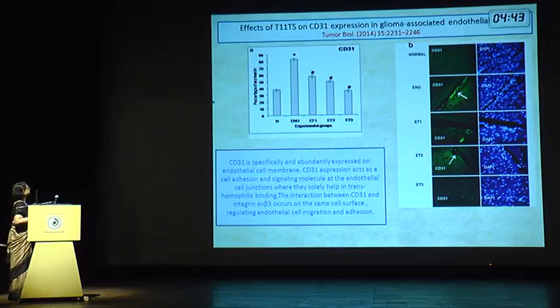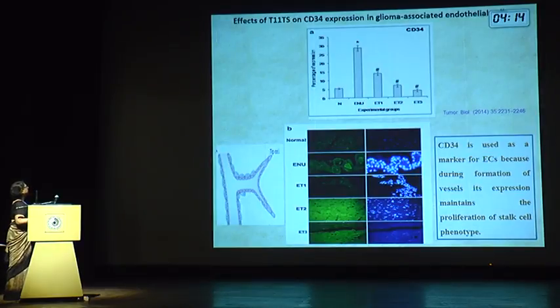CD31 is a marker for the endothelial cells, and it is an adhesive molecule between the endothelial cells and binds in the homophilic manner. And as you can see here also, the cell adhesion is very high in the AO2, but the cell adhesions are disrupted, which makes it active. And CD34 binds to the T cells, epidermal T cells of the progressive endothelial vessel. And this is also a marker of the endothelial cell. And this is also disrupted by this T cell.